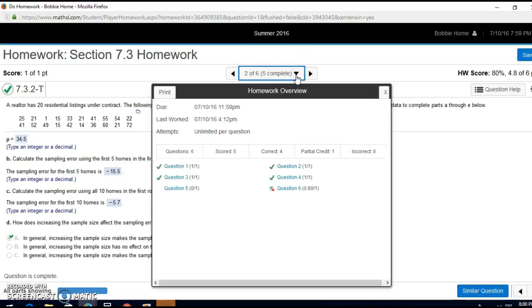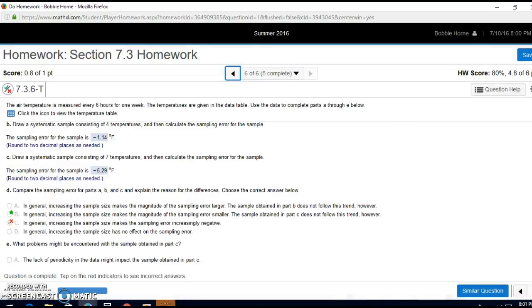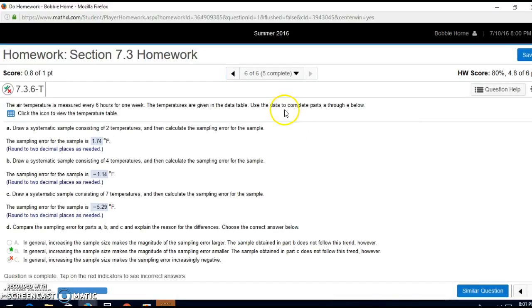And then I want to say all of these are very similar, but let me go to question 6 because this was one that I could see students struggling with. Okay, so the sampling error. Draw a systematic sample consisting of 2 temperatures and then calculate the sampling error for the sample.